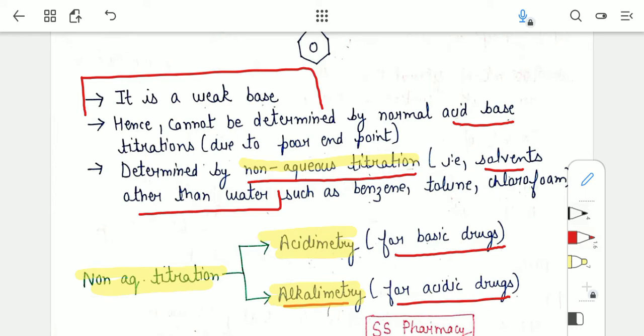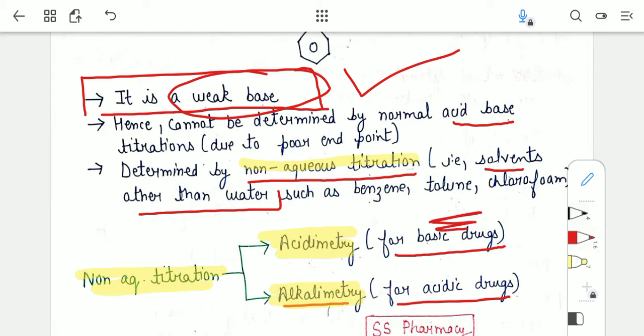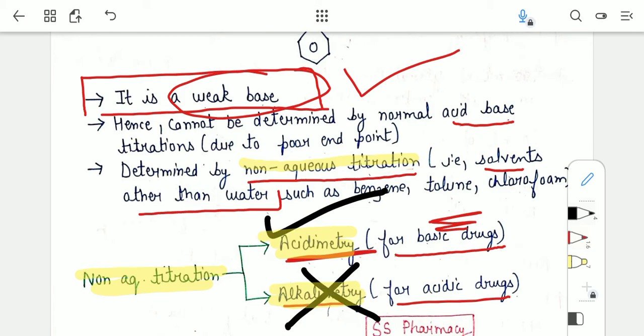From here we know, in the very first point we said that our sample sodium benzoate is a weak base. Weak base means it is basic, and basic drugs will be determined by acidimetry. So in this estimation we will use acidimetry and we will not use alkalimetry. I hope up to here it is clear to you.